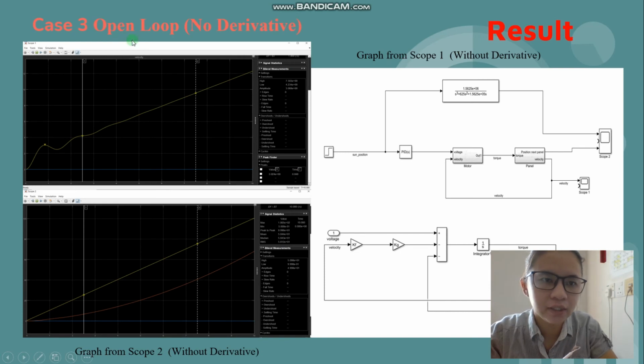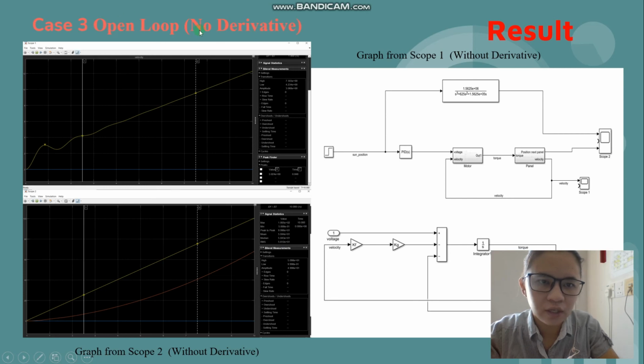Case 3 is open loop, no derivative, whereas just now it was closed loop. So what is the difference between closed loop and open loop? First, closed loop has feedback and a summing point, while the open loop has no summing point and no feedback. This is the graph that our group got from scope 1 and scope 2.